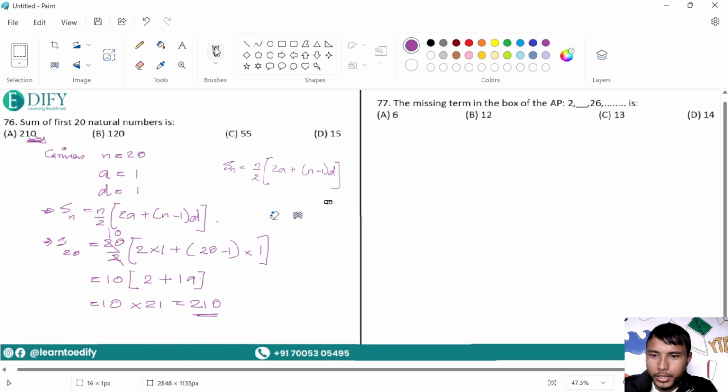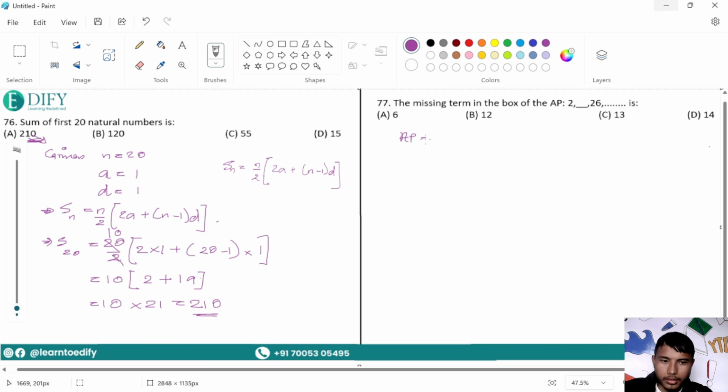Next, question number 77. The missing term in the box of the AP 2, dash, 26. What is the second term? Given the AP 2, dash, 26, for the time being we assign the missing term as x. So that implies A is equal to 2, correct? And 26 is the third term. So now we need to find the common difference.